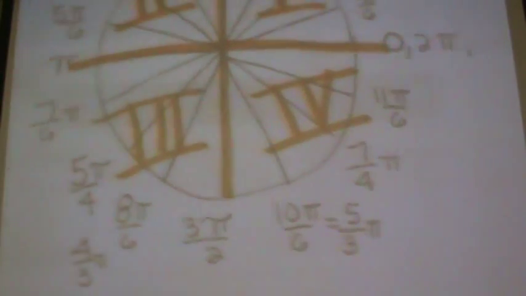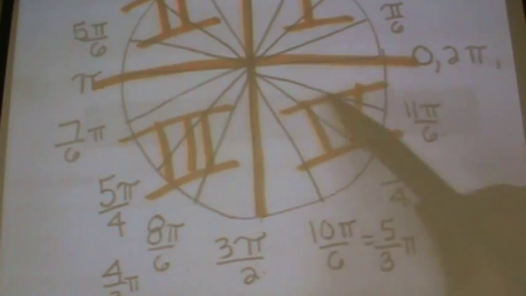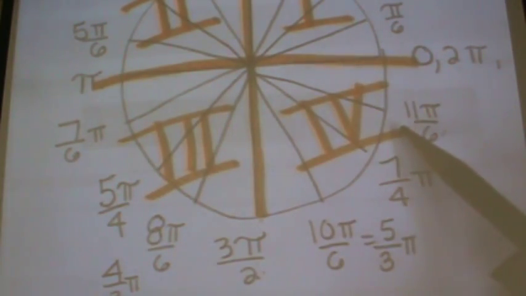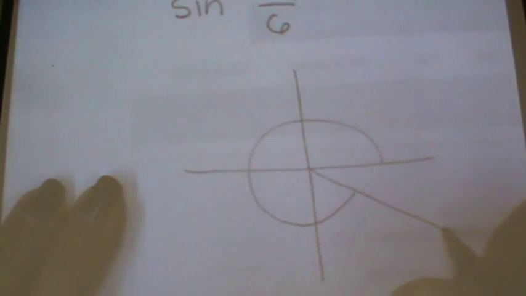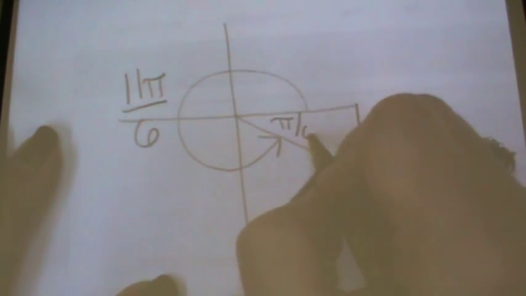What if I said, what's the sine of 11 pi over 6? Where's 11 pi over 6? Right here. What quadrant is 11 pi over 6 in? 4. So you go like this. You draw your triangle and you go all the way here. So from here to here is 11 pi over 6. So what's this reference angle? It's pi over 6.